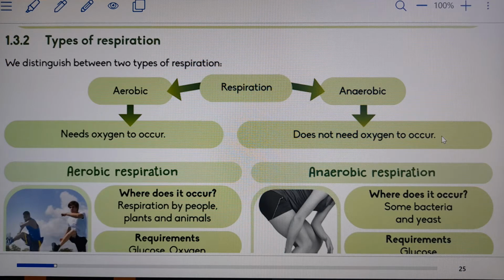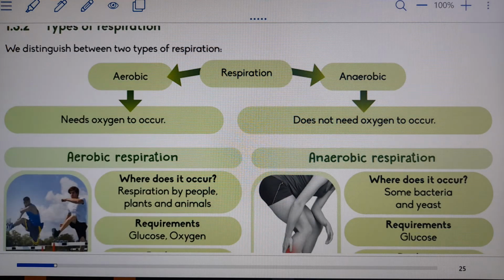Let's say this again. There are two types of respiration: aerobic respiration and anaerobic respiration. Aerobic respiration needs oxygen to occur. Anaerobic respiration does not need oxygen to occur. Okay, let's see this in detail.